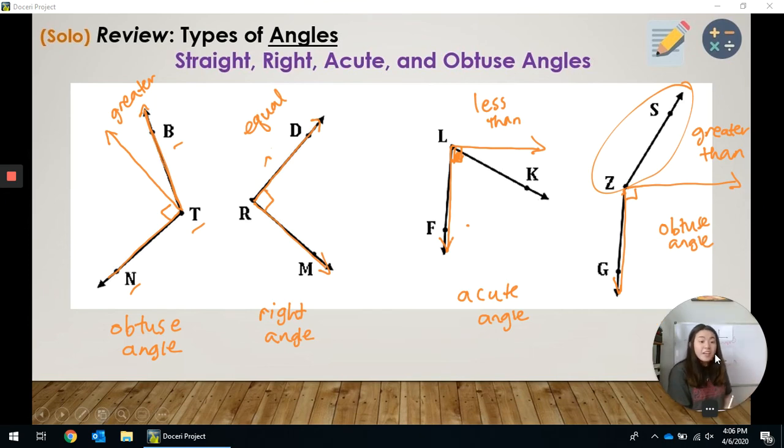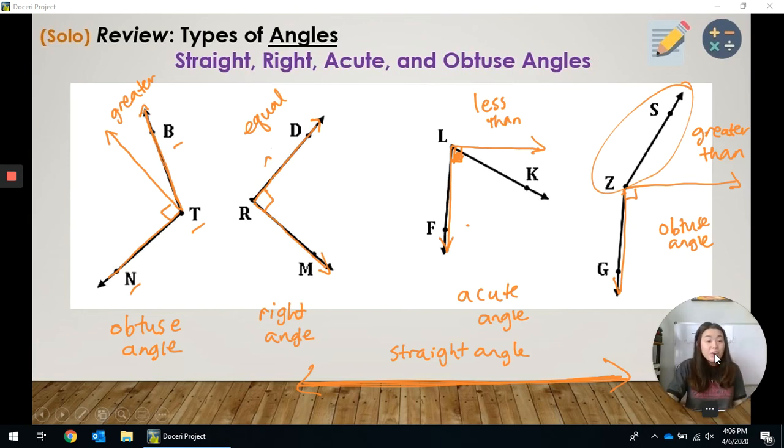Okay? Did you spot a secret hidden angle? It is down here. I didn't tell you about this one. But this line right here, if I drew arrows on both sides, what kind of angle would that be? I hope you said straight angle, because it is a straight line. So here's our hidden angle that was on the screen.